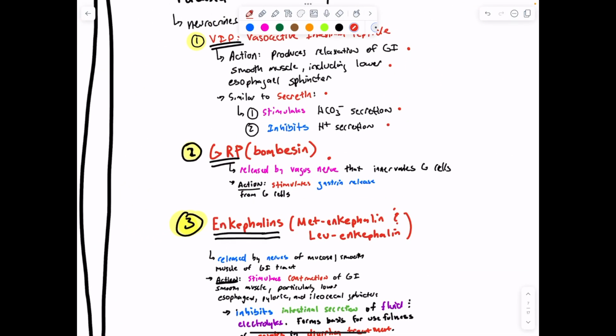is going to be released by the vagus nerve and it innervates G cells, which we know release gastrin, and it is going to stimulate gastrin release from G cells.